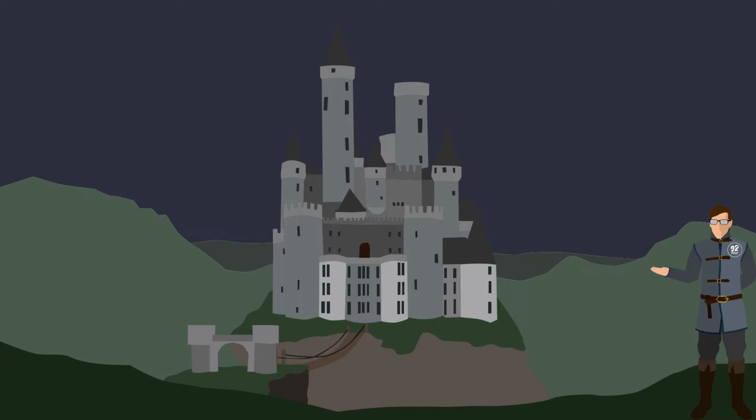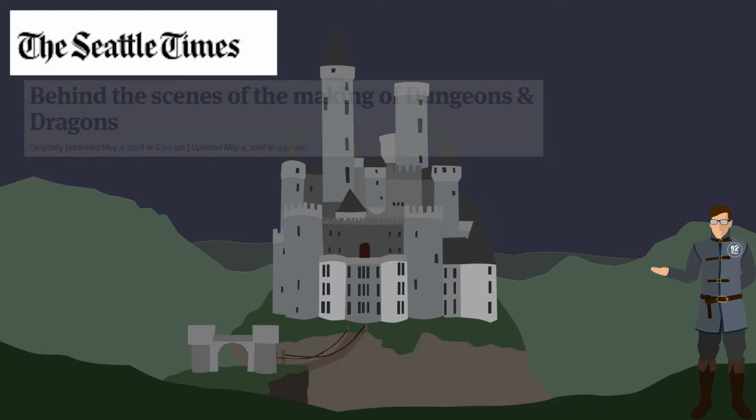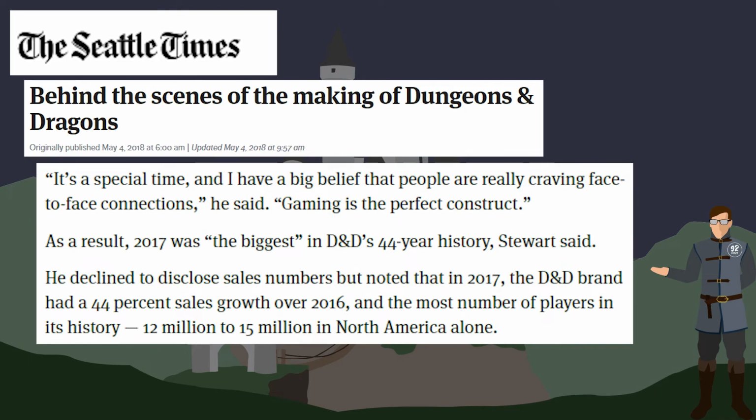Now, today, we have 5th edition, which is possibly the most successful version of the game to have ever existed. 5th edition was released in late 2014, but would not gain any real traction until 2015. In 2017, Wizards had reported that Dungeons & Dragons had, quote, the most number of players in history, 12 to 15 million in North America alone.